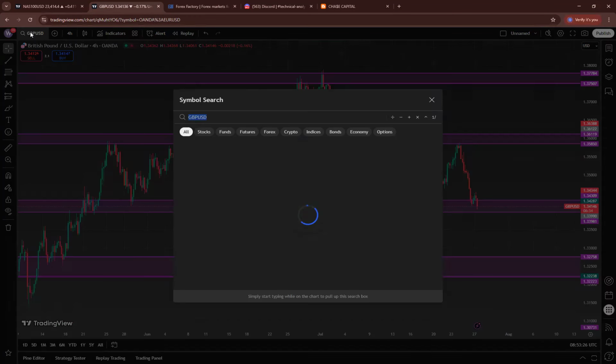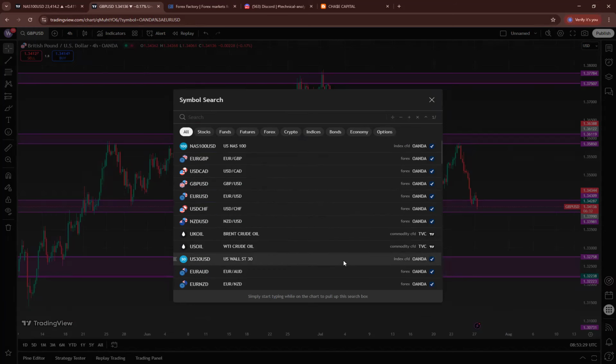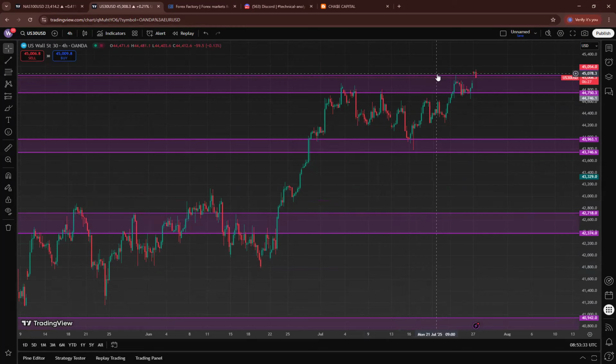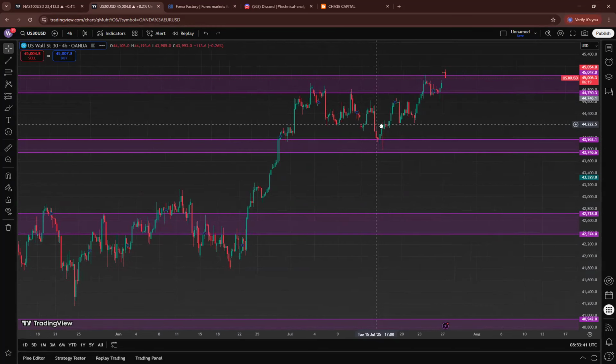Then lastly, we have US 30. For US 30, you can see we've had price reacting from all-time highs of 45,000. We saw price tapping into 45,120. We'll first wait to see how price reacts within this area before anticipating either a potential break above or a potential reversal within this area. So for this one, I'll be very careful on how to approach it because we're at a very key area of interest where we had all-time highs at 45,000. So let's observe and see how price reacts to this.